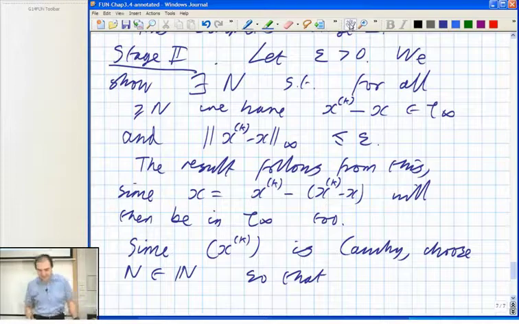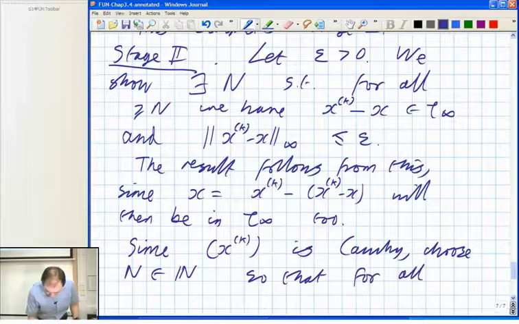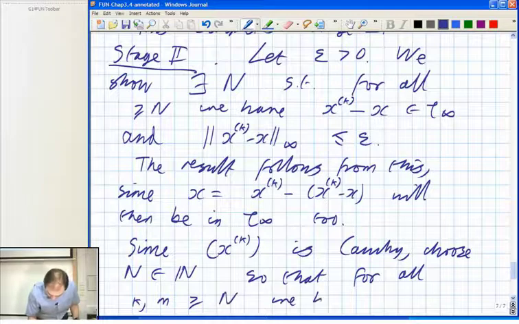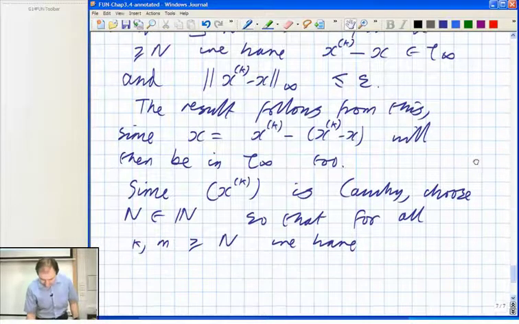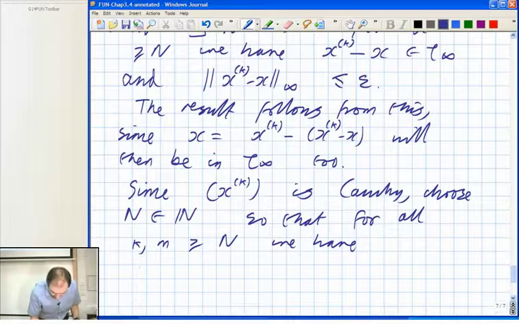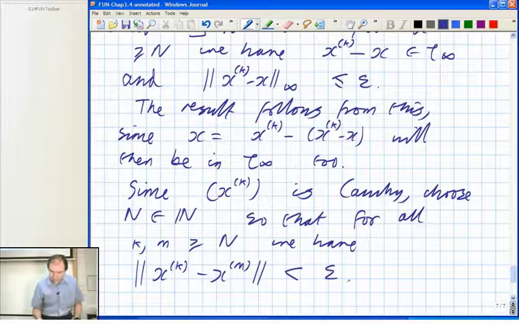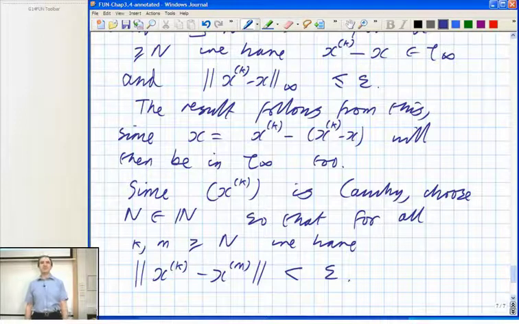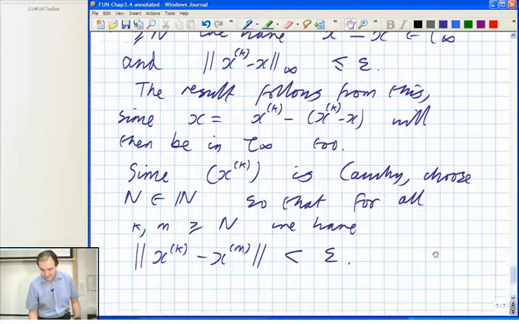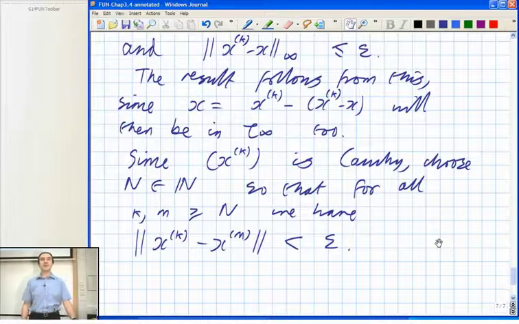So I'll choose an N in the natural numbers so that for all k and m greater or equal to capital N, we have the sup norm of x_k minus x_m will be less than epsilon. I can get away with less than or equal to epsilon here because I'm using less than or equal to epsilon further up. But this is going to be more standard if we're doing Cauchy. By the time I take limits, it'll become less than or equal anyway.